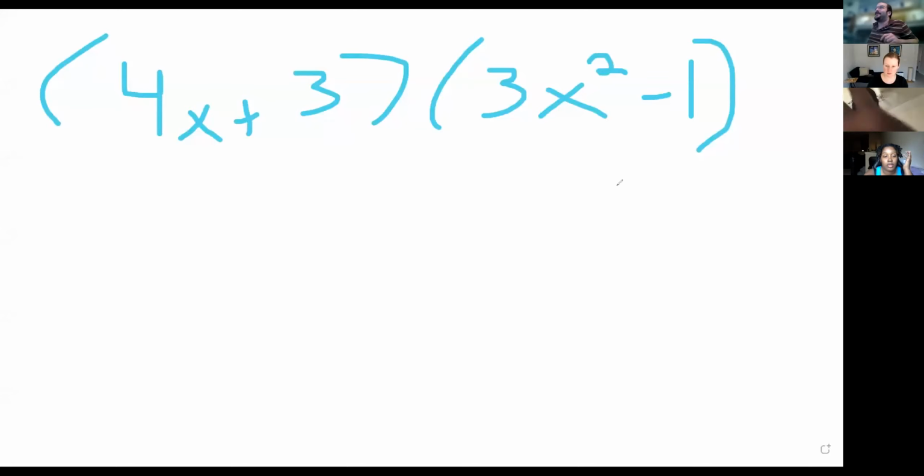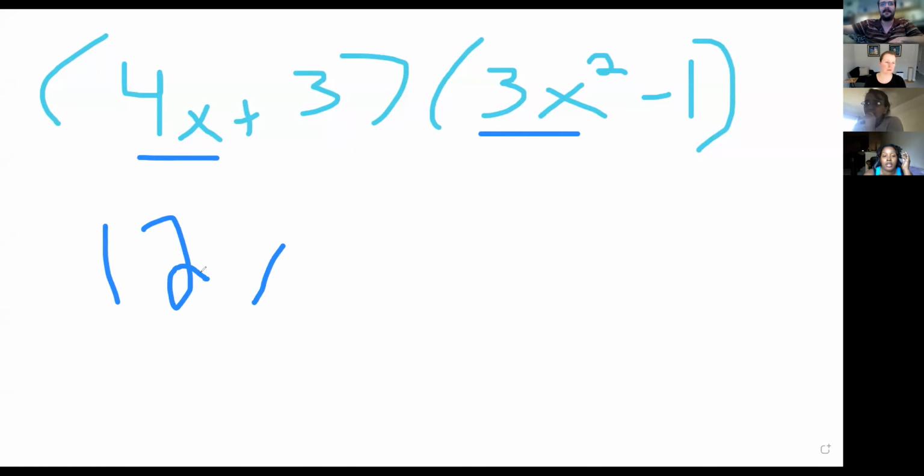So start doing it the Ford's way, or what y'all might consider the Ford's way. So what am I doing here? What's the first two things I multiply? You multiply 4x times 3x to the second power. 12. And 3 times 4 is 12.